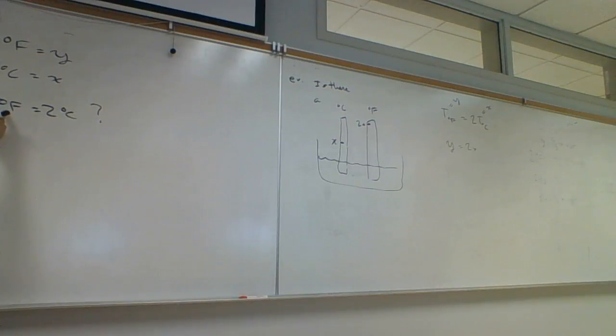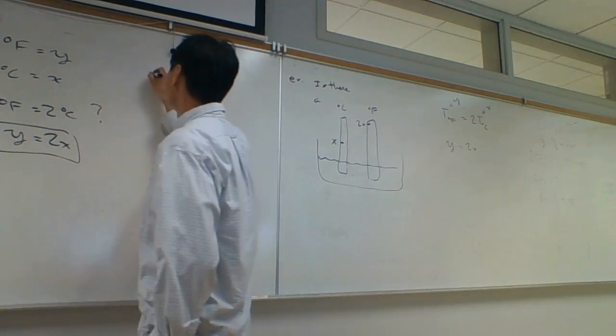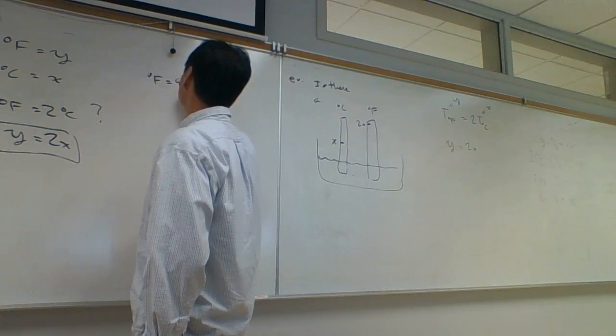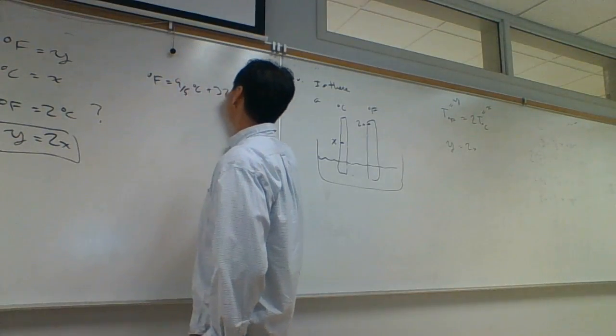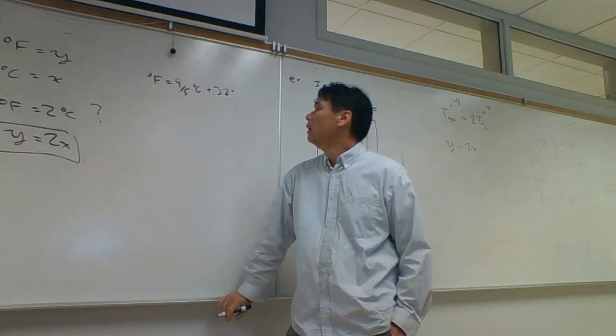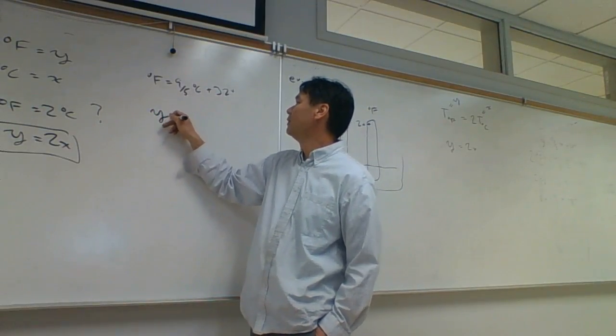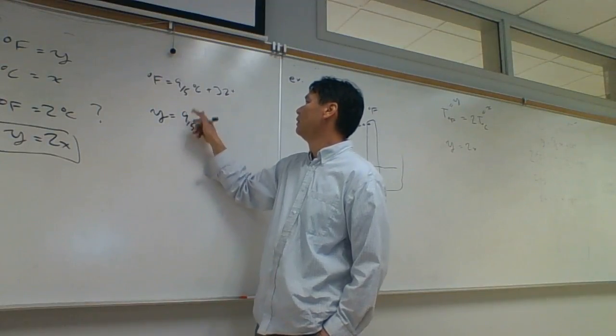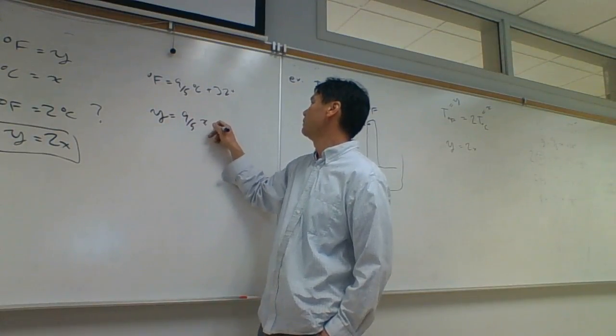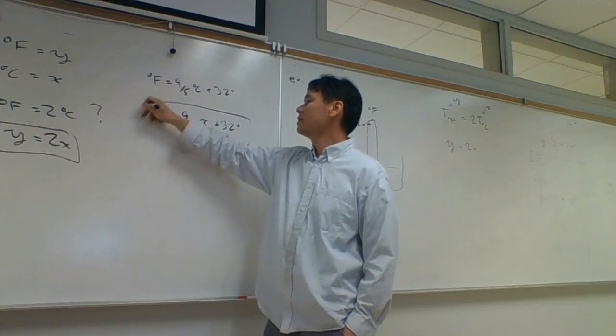Well, if degrees Fahrenheit is equal to y, we'll plug in y here. If degrees Celsius is equal to x, we'll plug in x here. So the first equation we have is y equals 2x. That's it. Now the second equation is degrees Fahrenheit equals 9/5 degrees C plus 32 degrees. Okay, so degrees Fahrenheit is y, so we plug in y here. y is equal to 9/5 x, where degrees Celsius is x, plus 32 degrees.